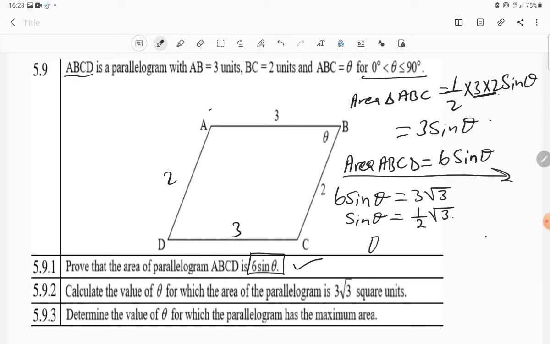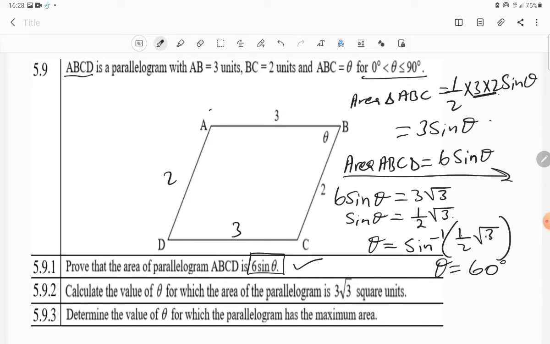When we have half root 3, we can now apply the inverse function to find the angle theta. So we have sine inverse of 1/2 times root 3, which gives us the angle 60, which means our theta is 60 degrees. So this is our 60 degrees. If it is given that the area is 3 root 3, then the angle theta is going to be 60 degrees according to that condition.